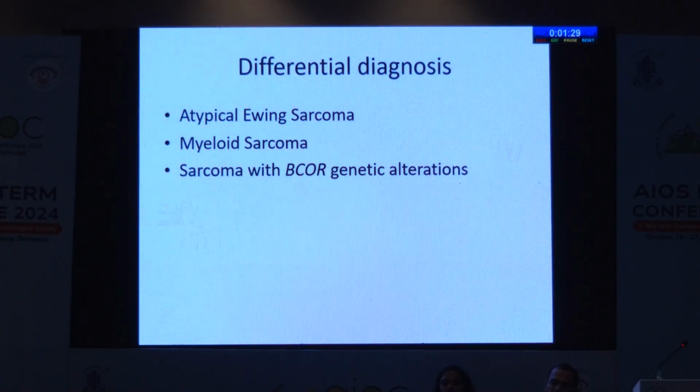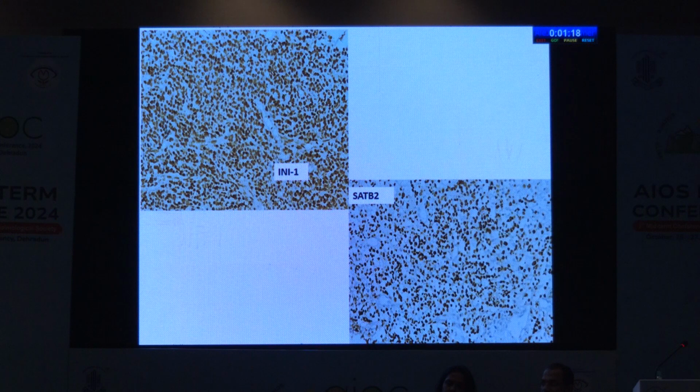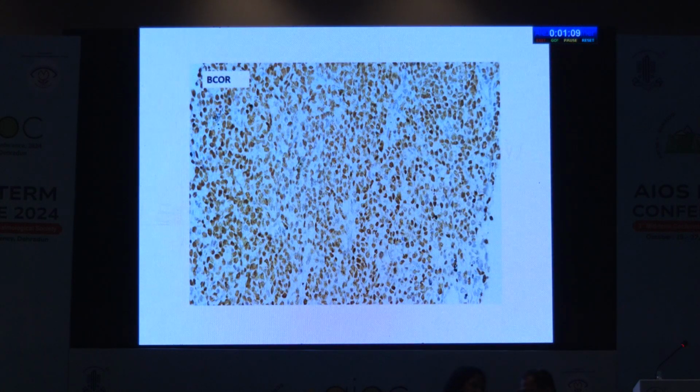The differential diagnosis for us, the pathologists, this time was an atypical Ewing, myeloid sarcoma, or sarcoma with BCOR genetic alterations, which is a very new entity. So we resorted to immunohistochemistry. INI1 was diffusely positive, SATB2 was positive, and BCOR was also diffusely positive.